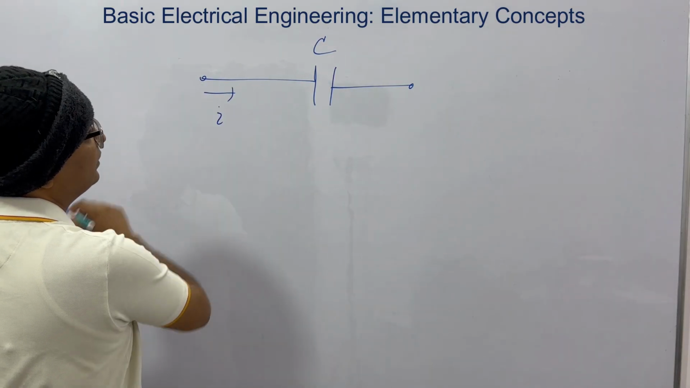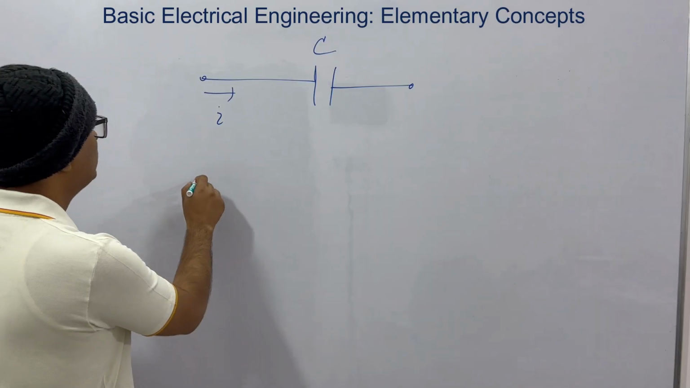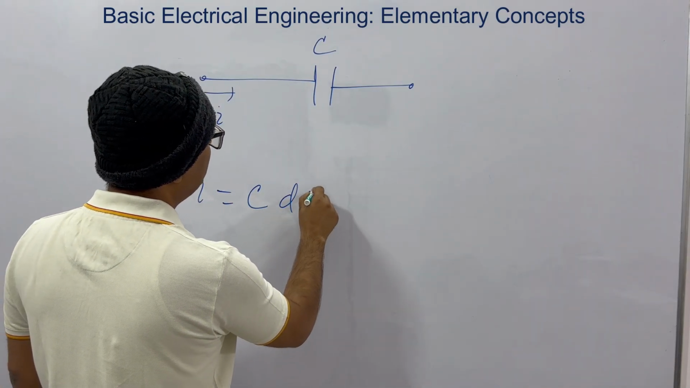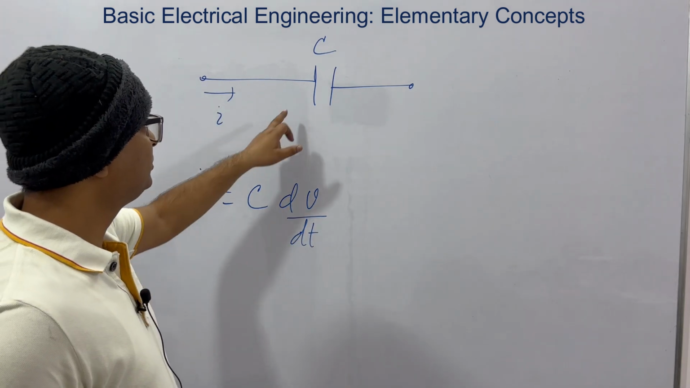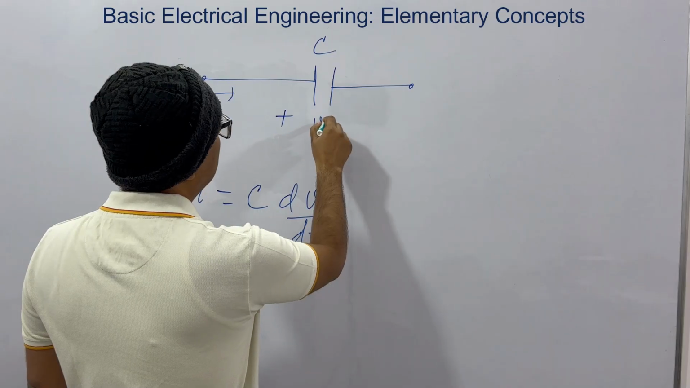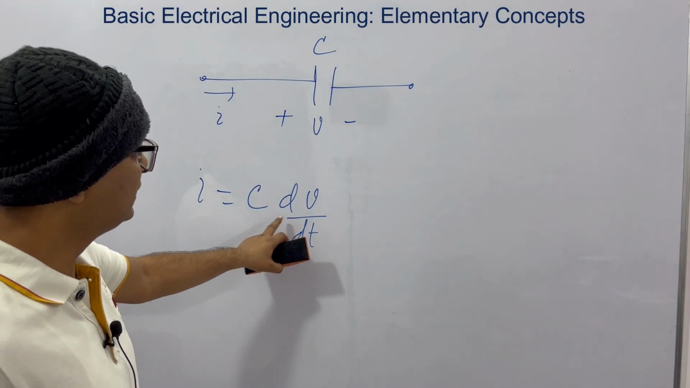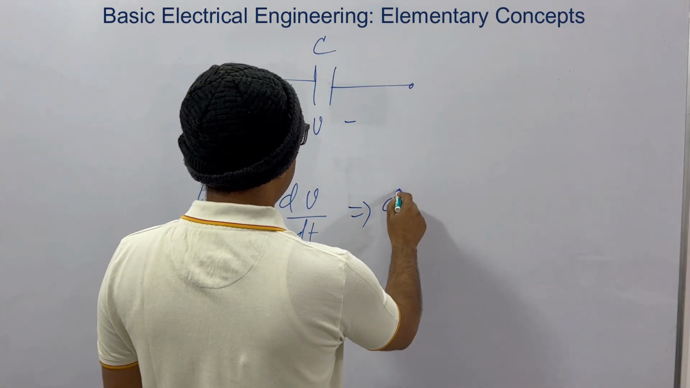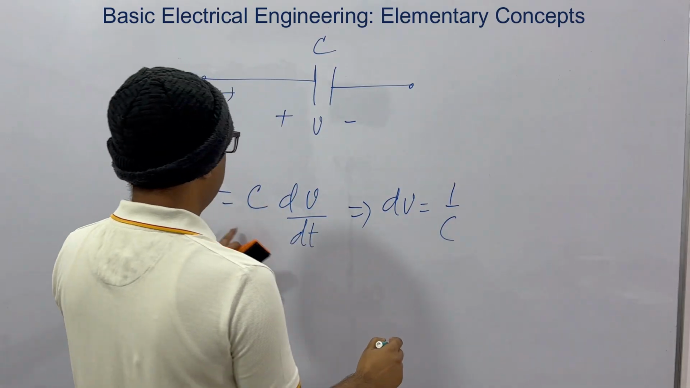We pass a current I through this. So what will this be? I is given by C dV by dt. These are all time dependent. C dV by dt, that is a voltage V appears across this capacitor. Clear? I is C dV by dt. From here only you can see that dV is equal to 1 by C I dt.